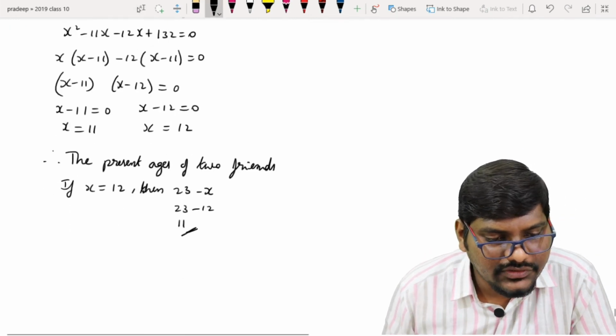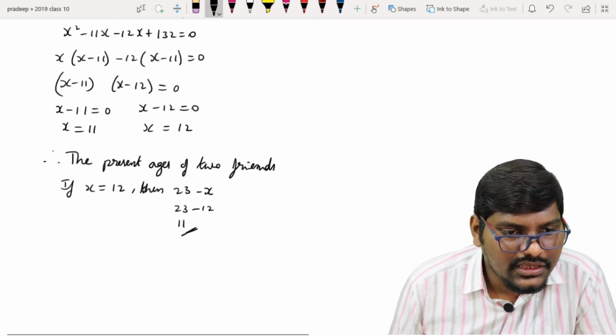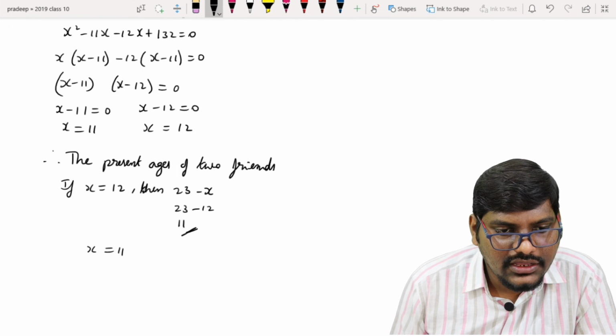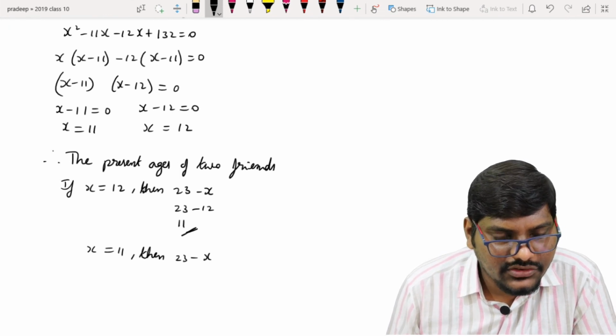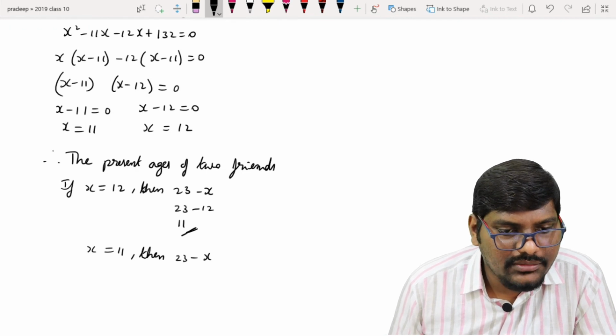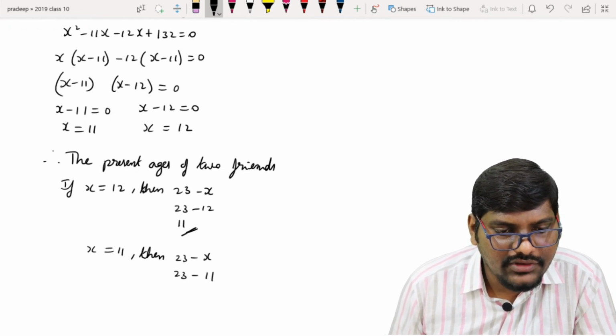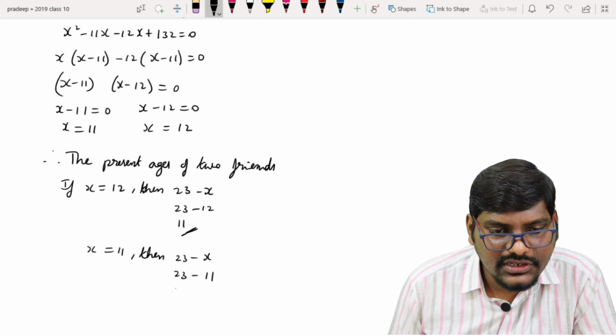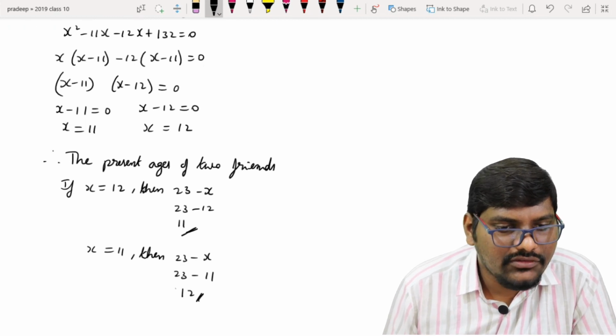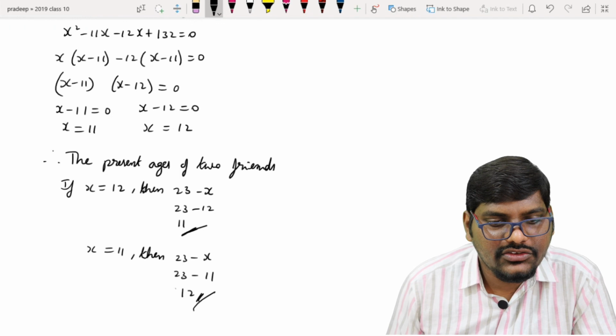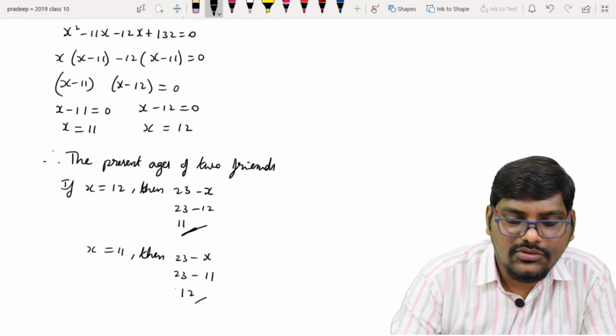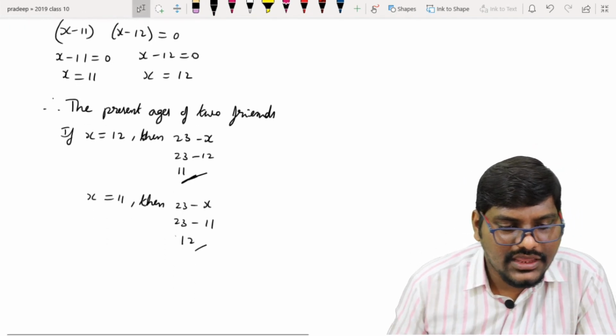What would be the age of the second friend? The same again, if I take x equal to 11, then what do I get, that is 23 minus x, so that is 23 minus 11, which is 12. So we're getting one friend's age is 11, other friend's age is 12. These are the two friends' present ages.